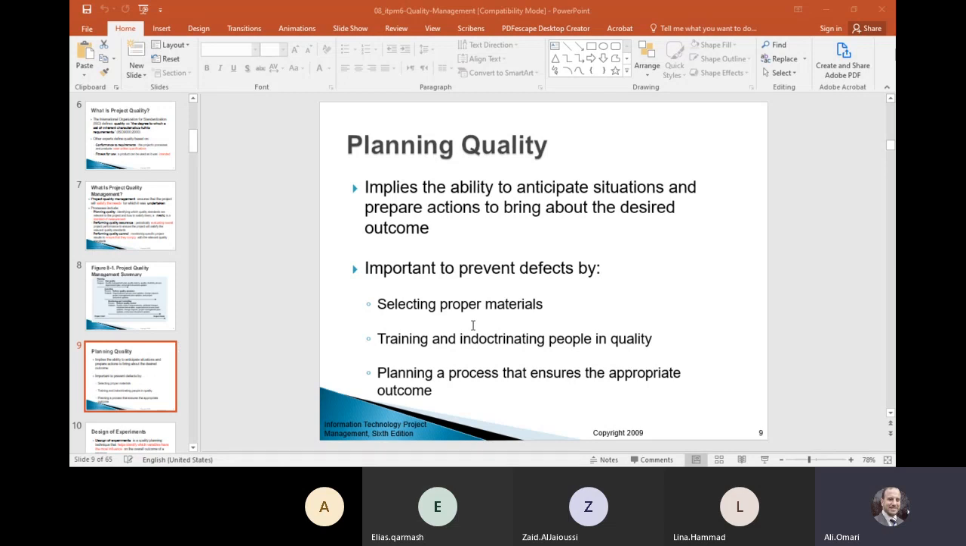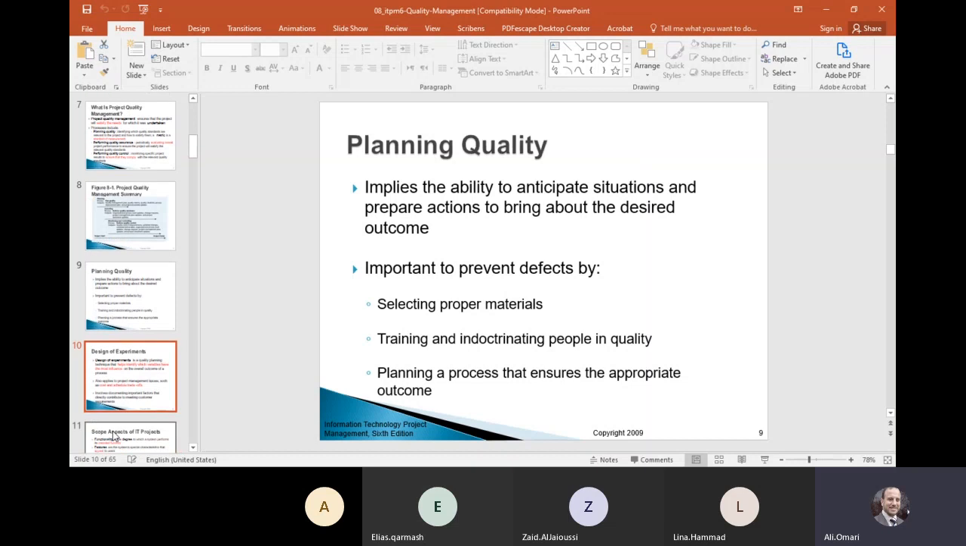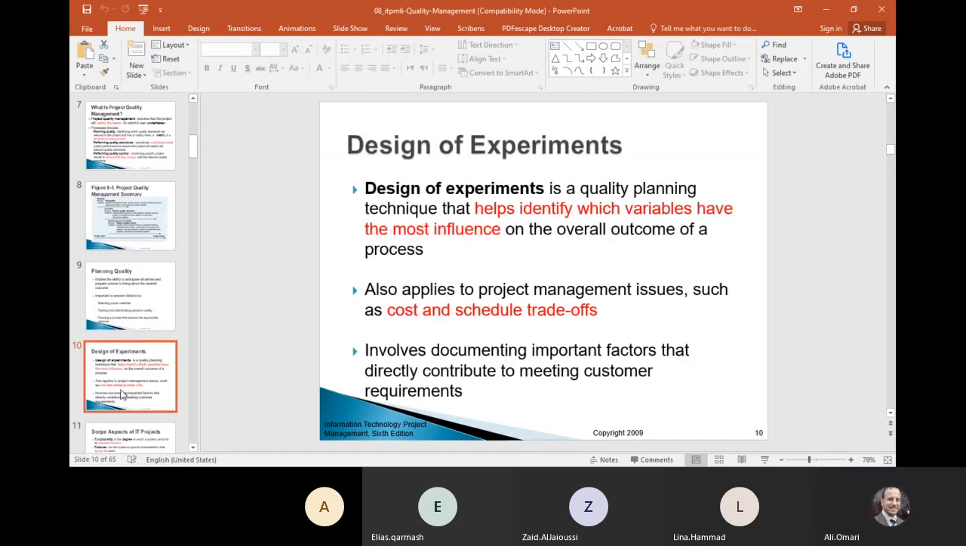Designing of the experiment: we have to identify the most effective factor that affects or influences the outcome of the project. For a certain project, we focus on certain areas, certain functionality or critical areas. We have to identify those, and we also have to take into consideration the cost and the schedule trade-off when we design the quality control process.